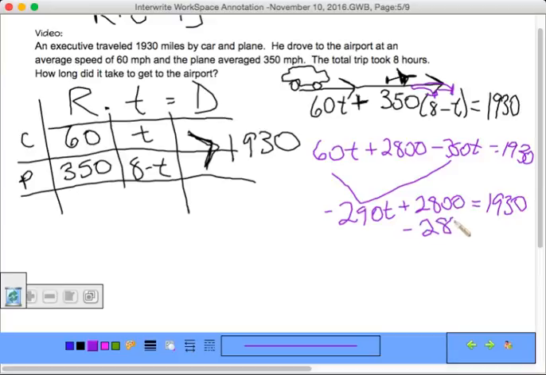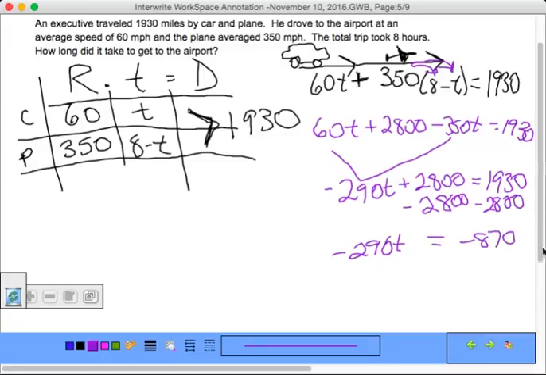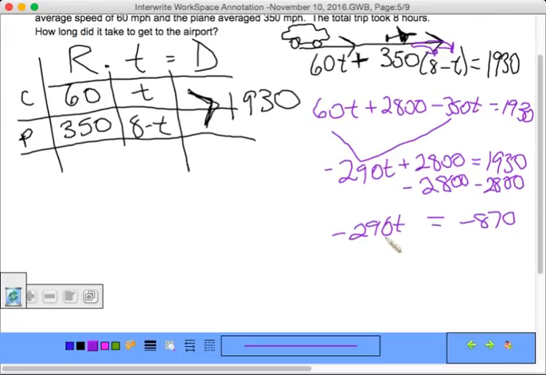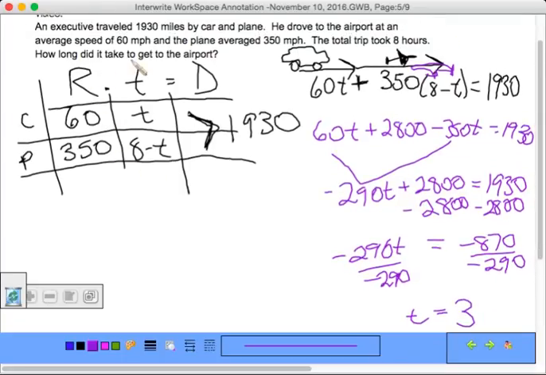Subtract 2,800 from both sides. And we get negative 290t equals negative 870. And we're going to divide both sides. And we'll get t equals 3. Okay, and the question asks us how long it took him to get to the airport. So by car, t equals 3, so it took 3 hours.